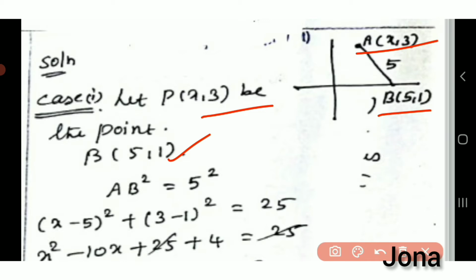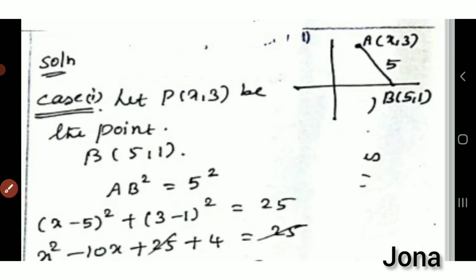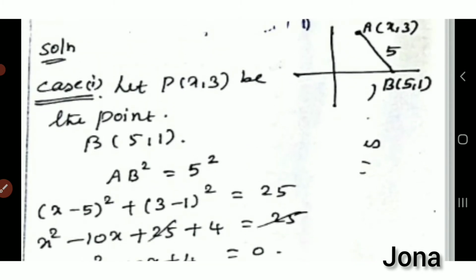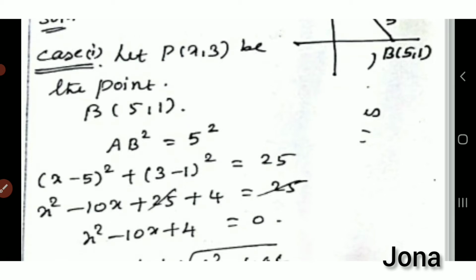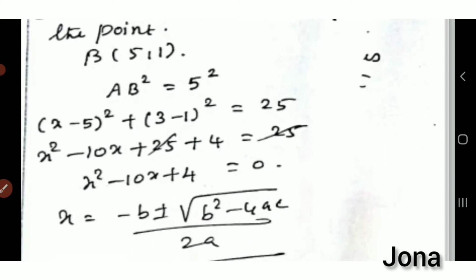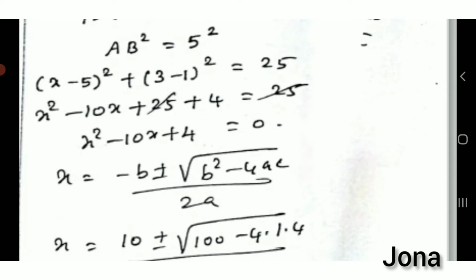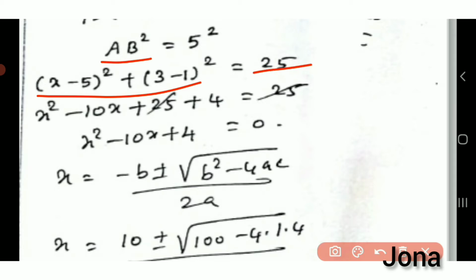So now we want to find the distance AB square. From this we can have AB square equal to 5 square, because the distance between B and A is 5 units. So AB equal to 5, therefore AB square equal to 5 square. Now we can easily find the distance between A and B, that is (x minus 5) the whole square plus (3 minus 1) the whole square equal to 25.